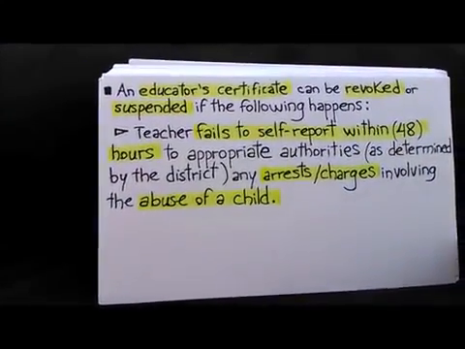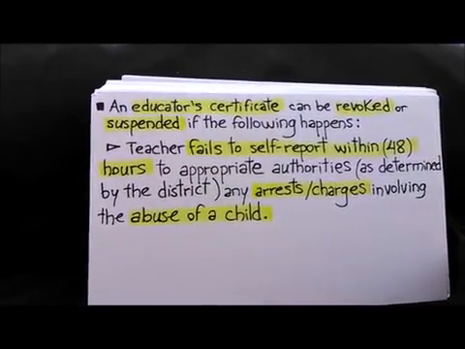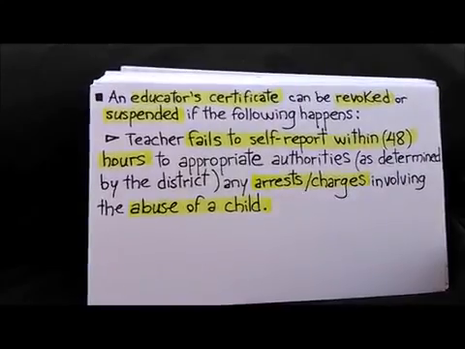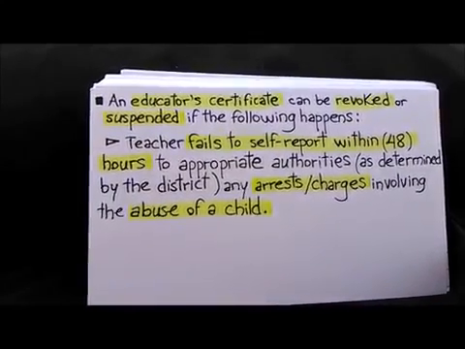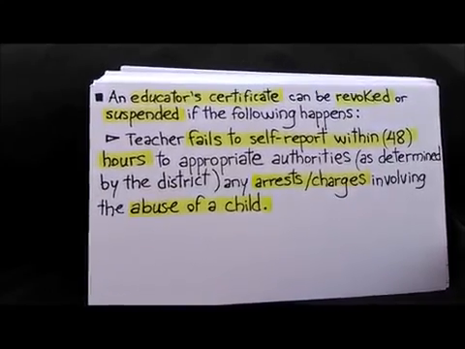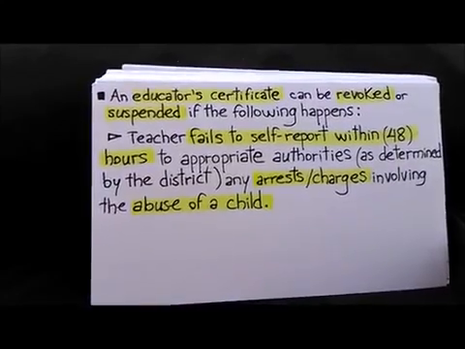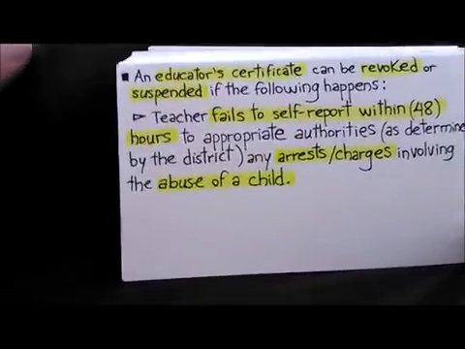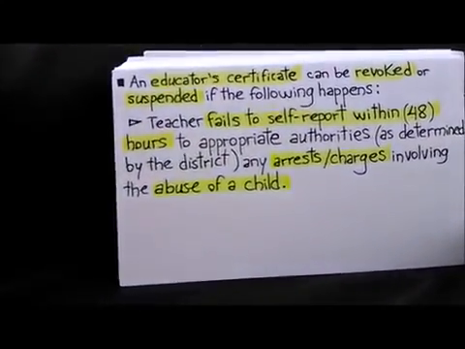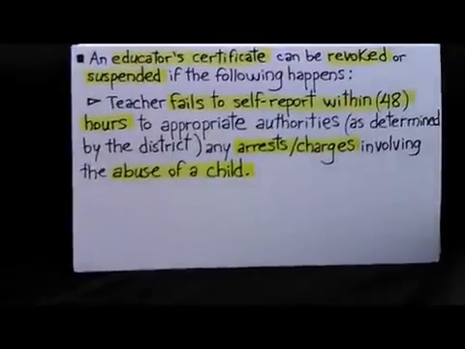An educator certificate can be revoked or suspended if the following happens. Teacher fails to self-report within 48 hours to appropriate authorities as determined by the districts any arrest charges involving the abuse of a child. Now, remember, reporting doesn't mean you are admitting guilt, but you have to self-report within 48 hours.